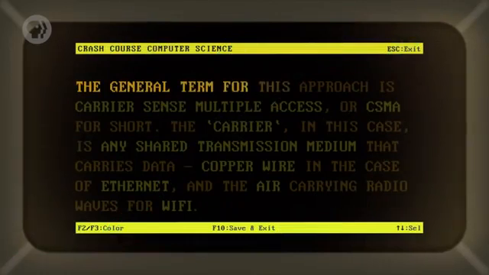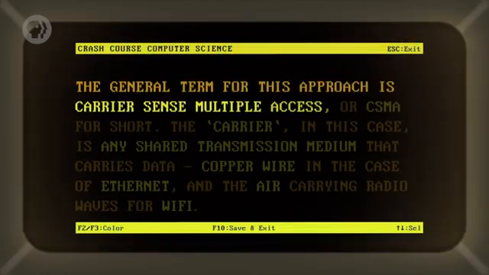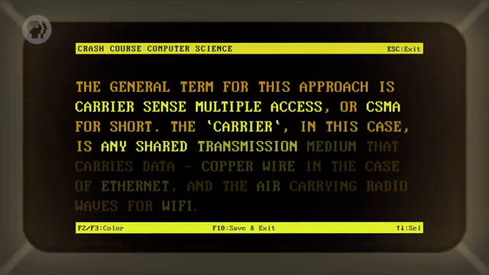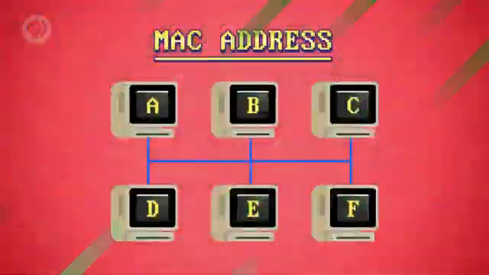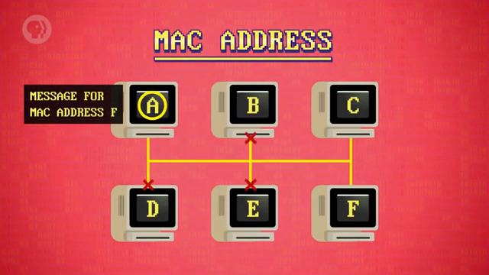The general term for this approach is Carrier Sense Multiple Access, or CSMA for short. The carrier in this case is any shared transmission medium that carries data, copper wire in the case of Ethernet, and the air carrying radio waves for Wi-Fi. Many computers can simultaneously sense the carrier, hence the sense and multiple access, and the rate at which the carrier can transmit data is called its bandwidth. Unfortunately, using a shared carrier has one big drawback.